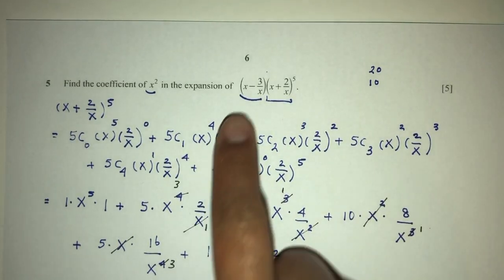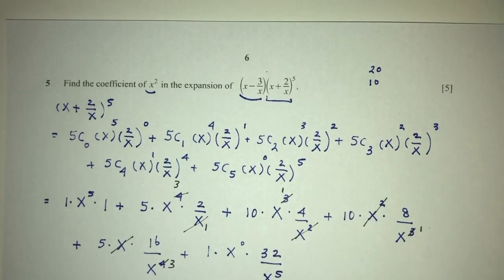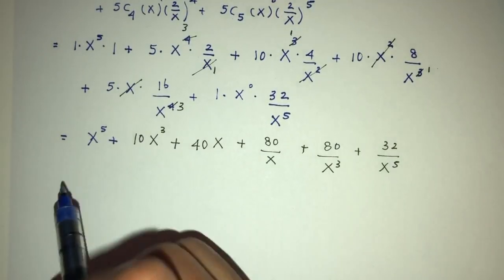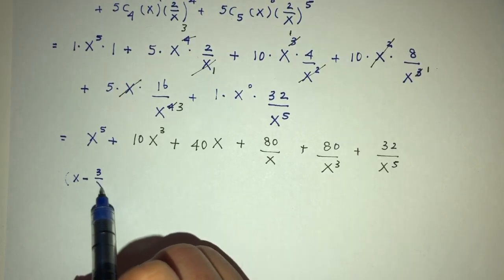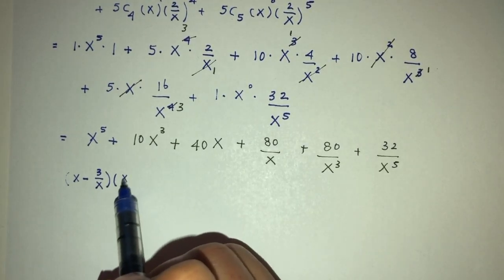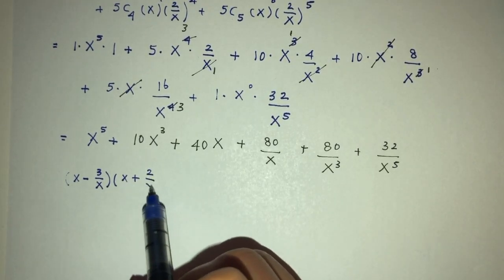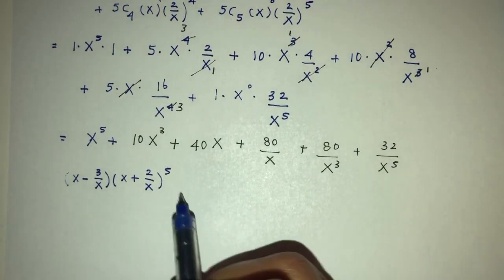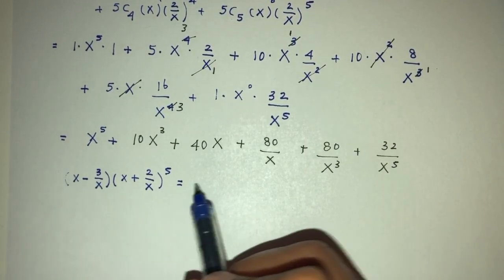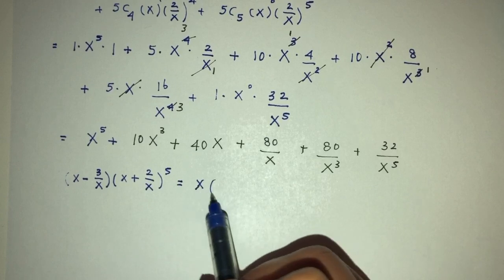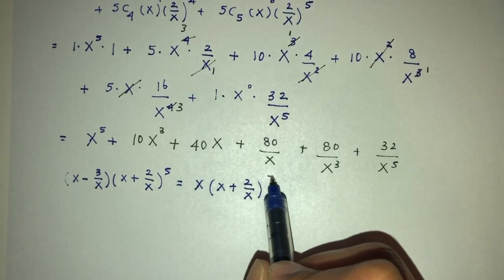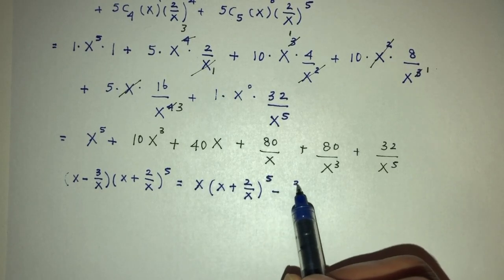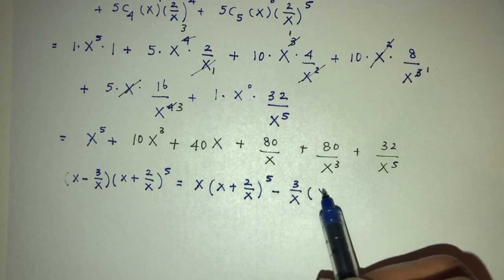Now, if I take this multiplied by this, what do we get? We have to know that when you have x minus 3 over x multiplied by x plus 2 over x power 5, you will have something like this. You will take the first term, x, multiplied by the expansion, and then minus 3 over x multiplied by the expansion.